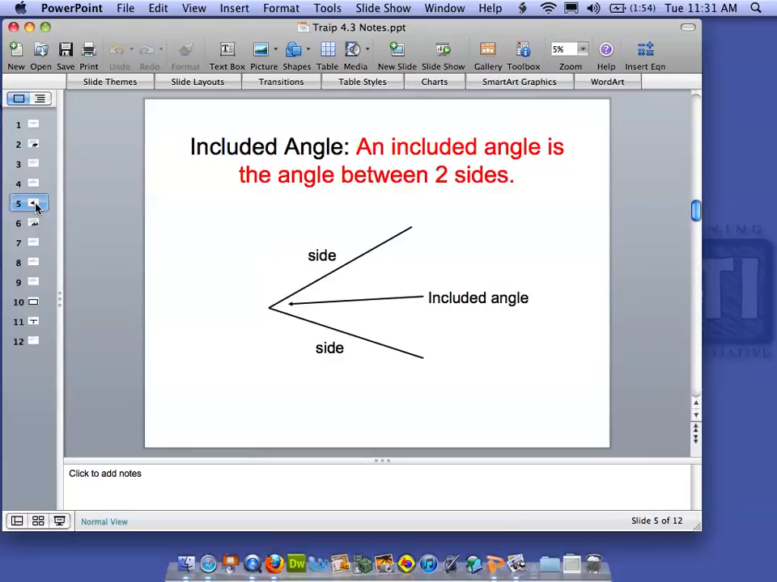Okay, here we have an included angle, and what an included angle is, it's an angle that is between two sides. So here we have a side, and here we have a side, and then the included angle would be the angle that's in between. This vocabulary is important because it becomes part of your next postulate.